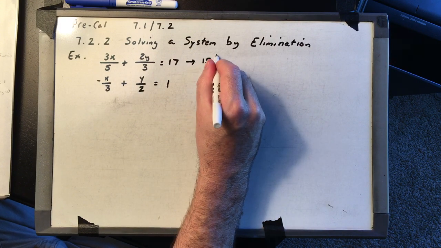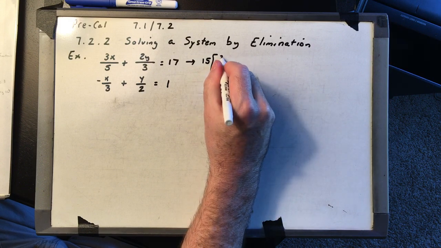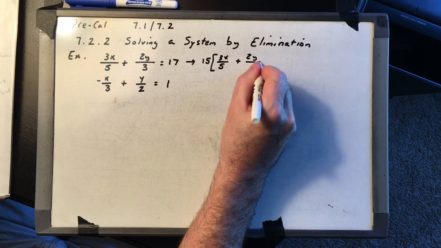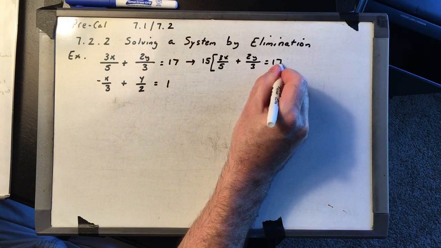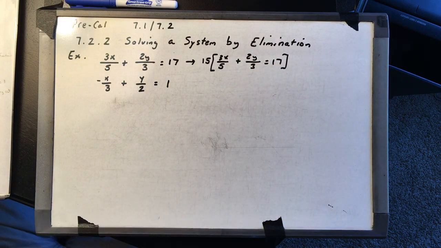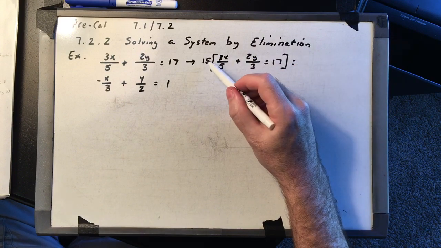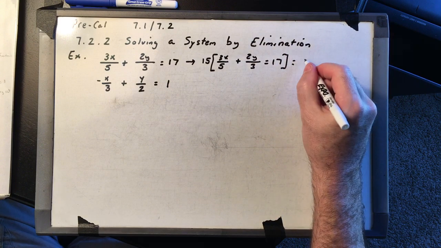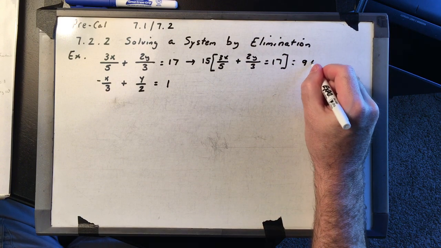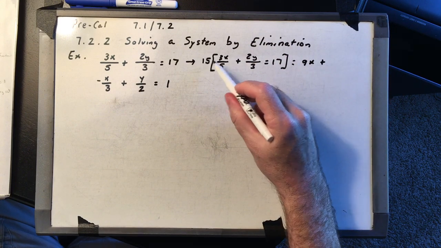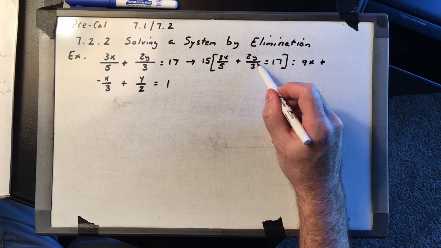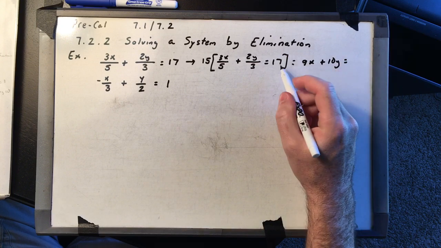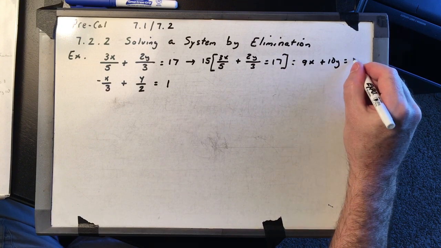If we multiply that whole equation, 3x over 5 plus 2y over 3 is equal to 17, by 15, 15 over 5 is 3, times 3x would be 9x. 15 over 3 is 5. 5 times 2y is 10y. And then 15 times 17 is 255.